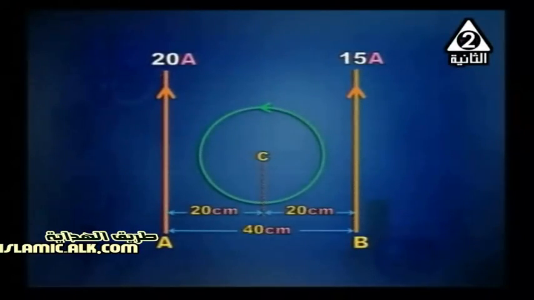Another problem. Now we've got two straight wires, one carrying current of 20 amperes, the other carries current of 15 amperes. And we've got a circular loop, okay, and you pay attention to the distances. Distance between the two wires is 40 centimeters. By the way, two wires carry currents in the same direction, and this means that their fields are in opposite directions in between the two wires, okay?